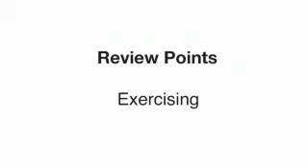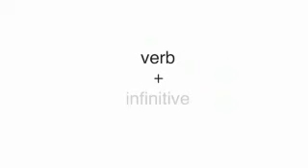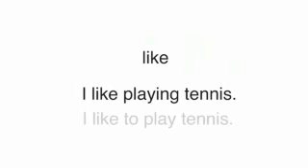Excellent work. In this lesson, you learned to talk about exercising and practiced several verbs that are followed by gerunds. For example, start, thinking of, and feel like. I feel like jogging today. We've also learned about verbs which are followed by the infinitive, like decide and want. What do you want to do? And then we've learned that there are verbs that can be followed by a gerund or an infinitive. For example, like. I like playing tennis. Or I like to play tennis.